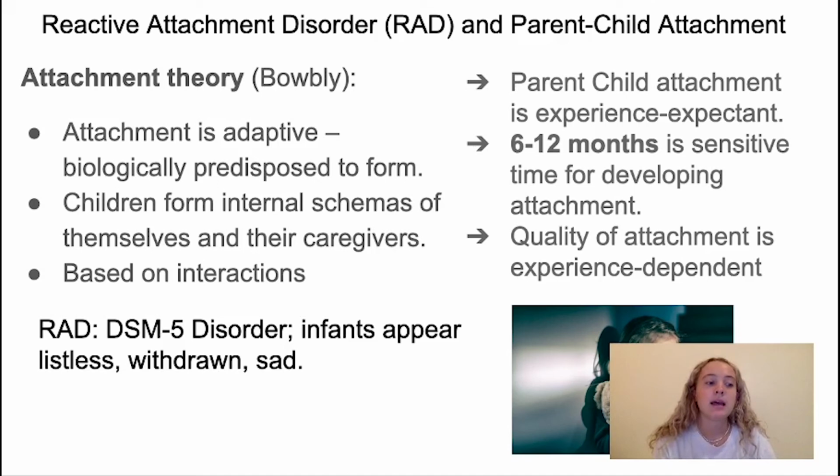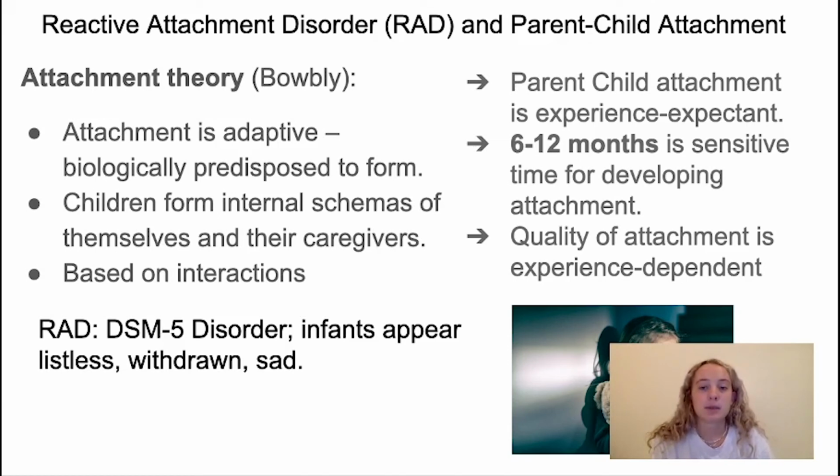experiences with. And then there's the idea of parent-child attachment, and this is experience expectant. So as I mentioned, we are biologically predisposed to form attachments, and infants exposed to a primary caregiver early in life will develop an attachment and relationship with that caregiver, even if mistreated, and then form those models as described in the attachment theory. The ages 6 to 12 months is the most sensitive time for developing this attachment, because this is when the human nervous system organizes itself in response to attachment figures.